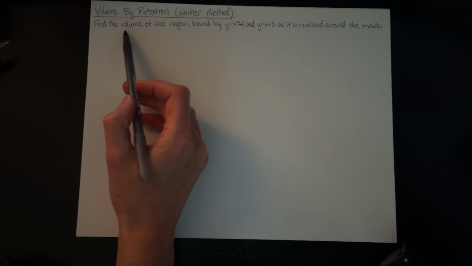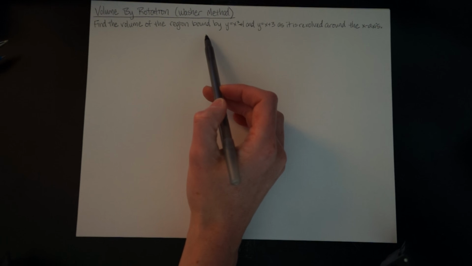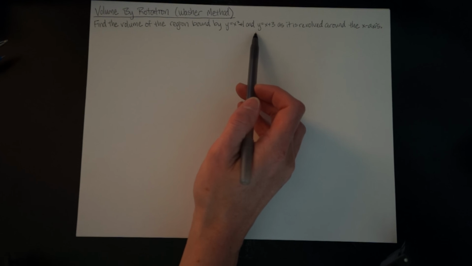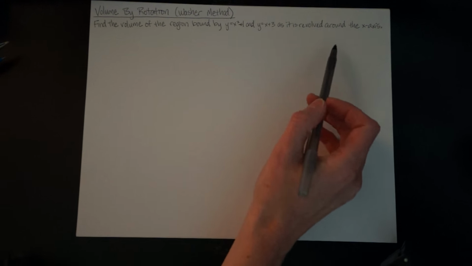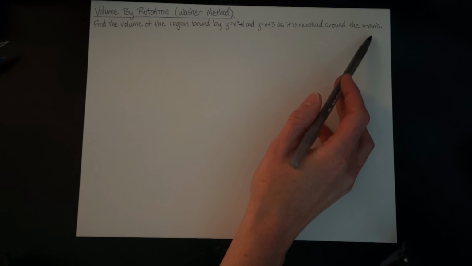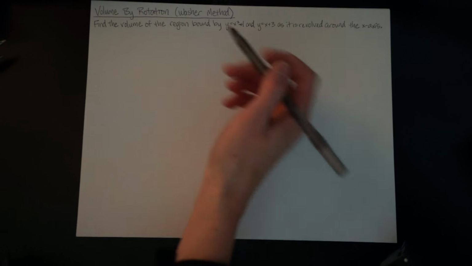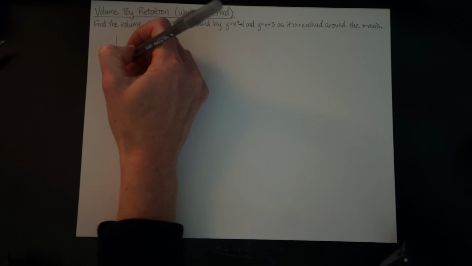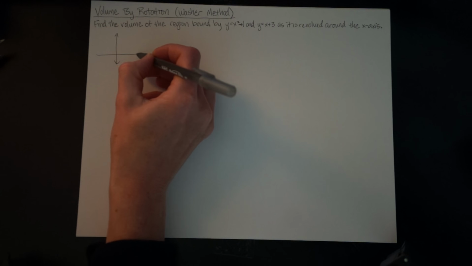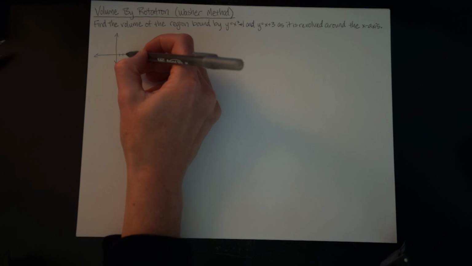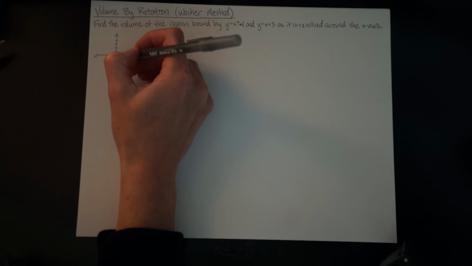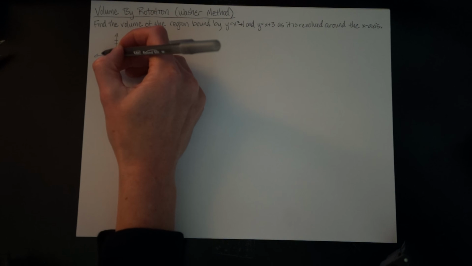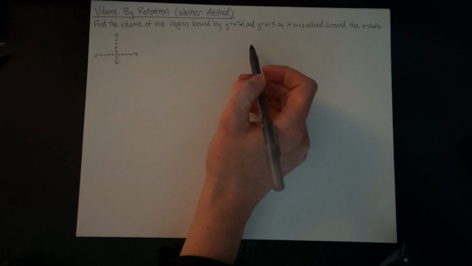It says, find the volume of the region bound by y equals x squared plus 1 and y equals x plus 3 as it is revolved around the x-axis. So the first thing I always do with these types of problems is draw a picture. You want to visualize, get an idea of what we're talking about. It does not have to be exact. It just has to be something to help your brain figure out what you're talking about.